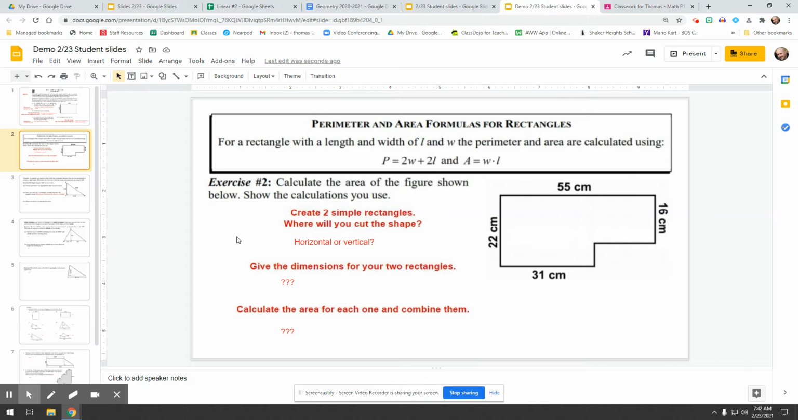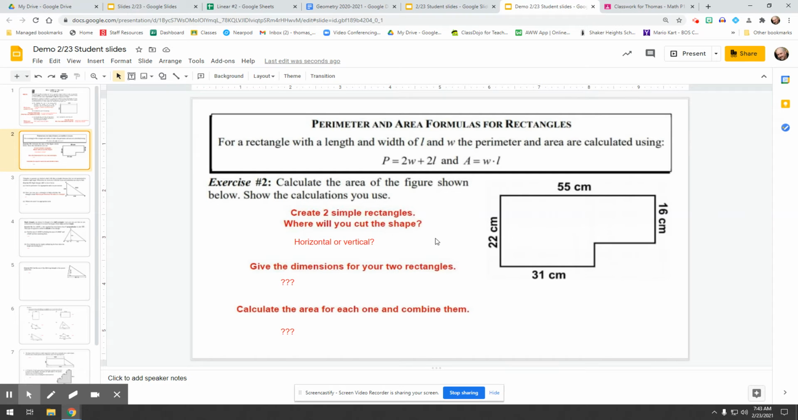Let's take a look at the second shape because this is a little bit more unusual. We have to calculate the area of the figure shown below and show the calculations that you use. So first of all, it says the area. So we have to remember which formula we're using, and we're going to use length times width. But the problem is that this is an unusual shape. So let's start by creating two simple rectangles.